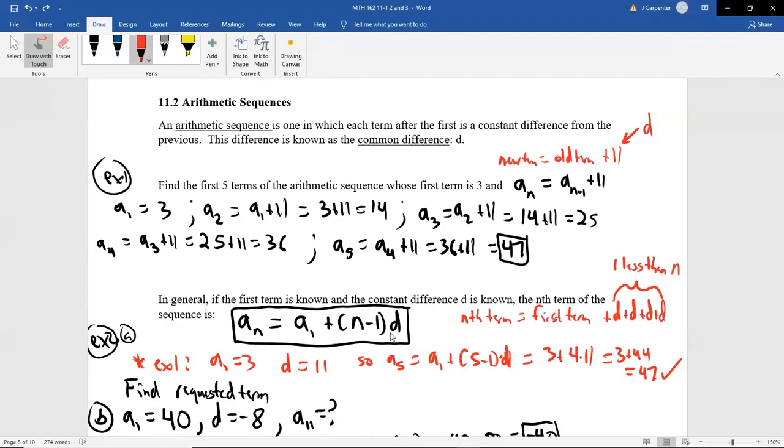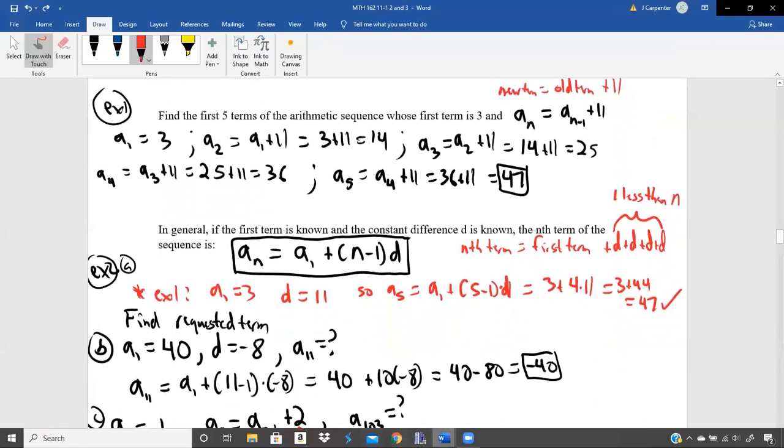So I could just do 40 minus 8 minus 8 minus 8, and so on, ten times. I do believe I counted that correctly. Pain in the butt to do, though. So we go, no, why don't we just multiply 10 times the negative 8? So that's what we do here.